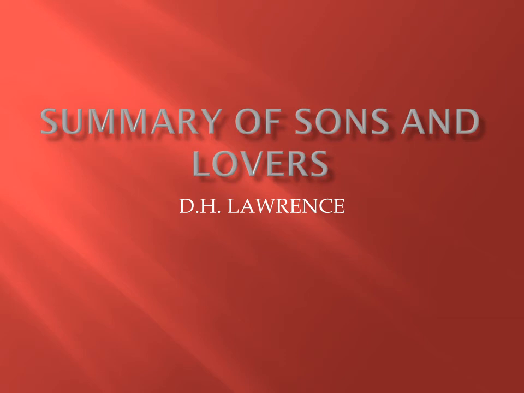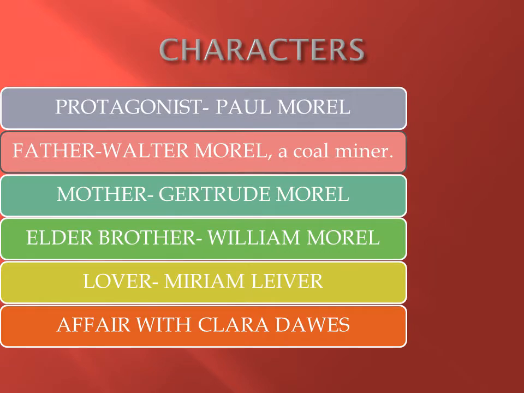This is a summary of Sons and Lovers by D.H. Lawrence. Let's take a look into the characters first. The protagonist of the story is Paul Morrell, his father being Walter Morrell, a coal miner, and his mother is Gertrude Morrell. He has an elder brother, William Morrell. His lover is Miriam Levius. He has an affair with Clara Dawes.